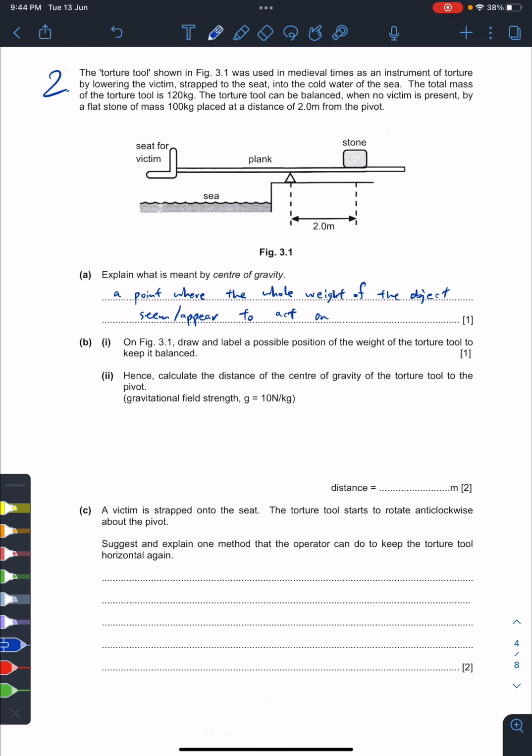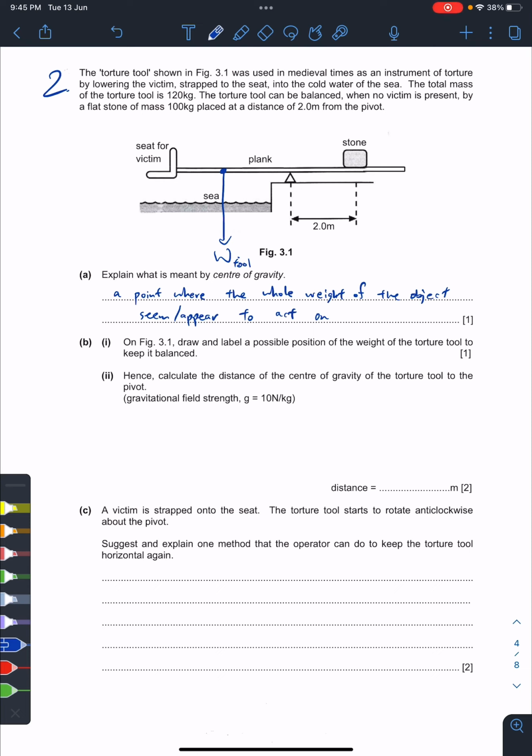After which they say draw and label a possible position of the weight in order to balance it. So where should it be? So this question did not say anything about uniform. So where could it be such that it is balanced? It will be weight of your tool. Alright.